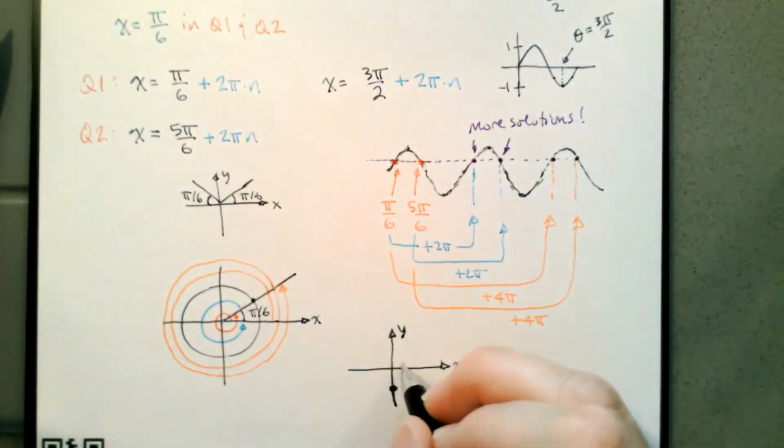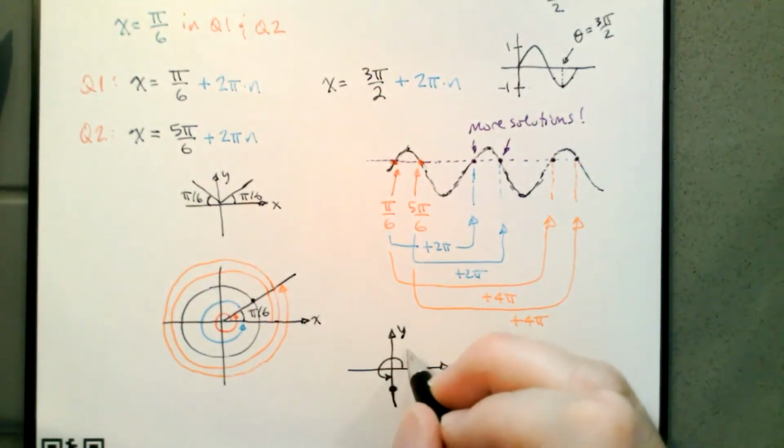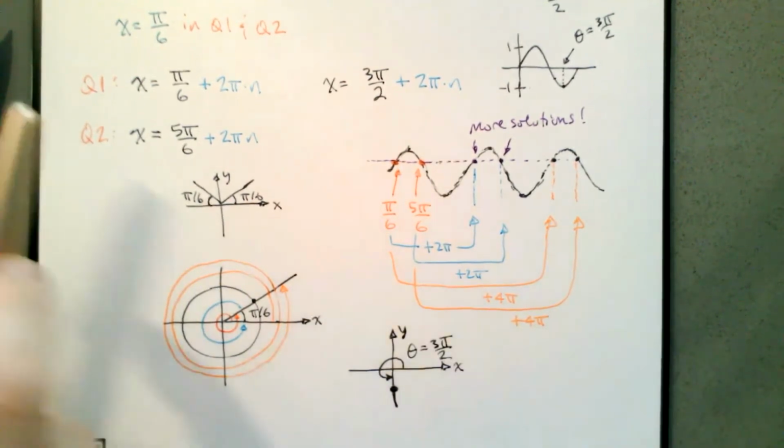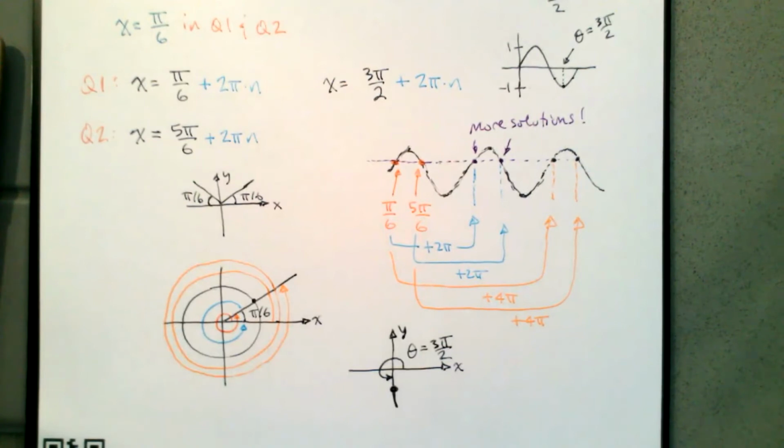So if we go around, there's theta is equal to 3 pi over 2. Okay. And it's in the fourth quadrant, correct? Or is it just in between quadrants? 3 pi over 2 is in between the third and the fourth quadrants. That's why we only got one solution. Instead of saying in quadrant 3 and quadrant 4, the 3 pi over 2 is in between quadrants. We're on the boundary between the two.